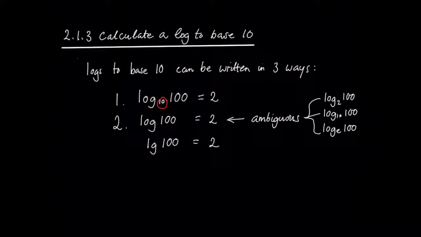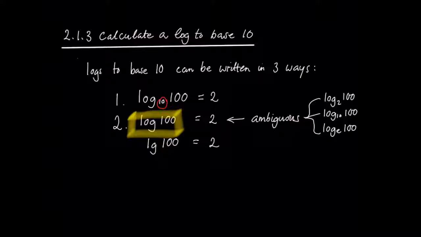Sometimes it would just be written as log of 100, as in the second example here, which is equal to 2. So we'll make the assumption that if we see it written like this, it means log to the base 10. And in fact, I'll use that in my examples on the next slide in just a minute. It is a bit ambiguous, but we've kind of disambiguated by stating exactly how we're going to use it.